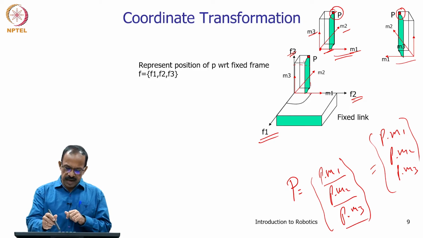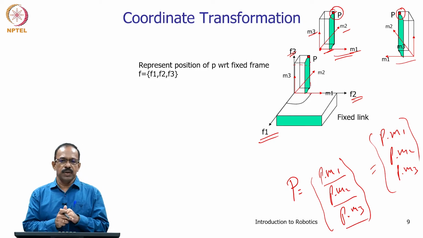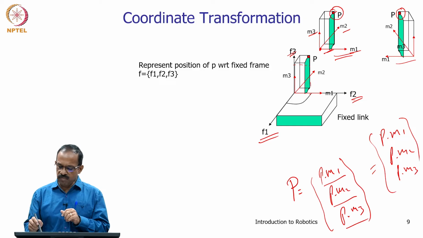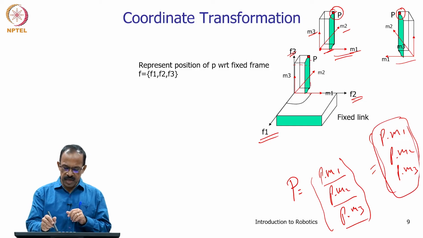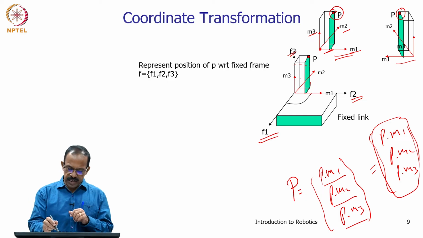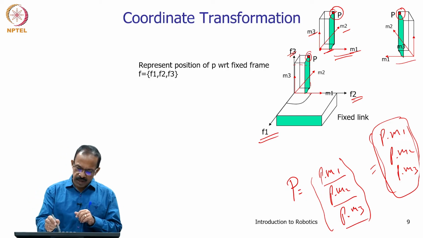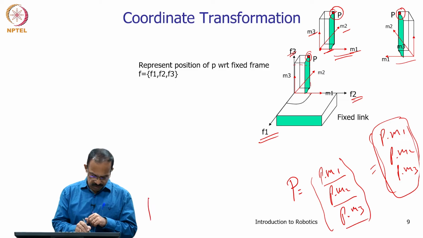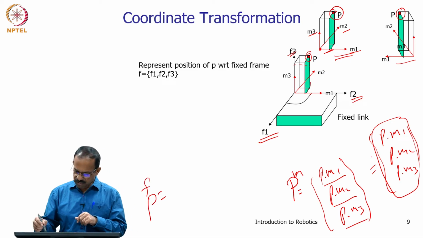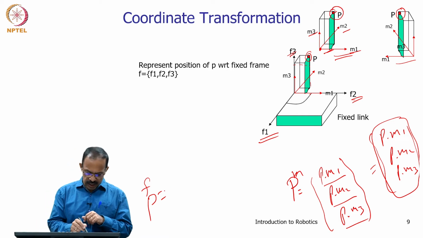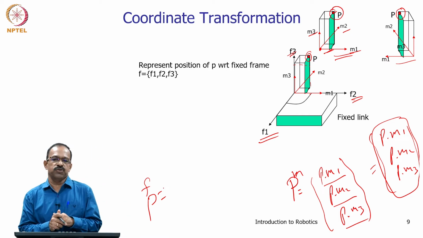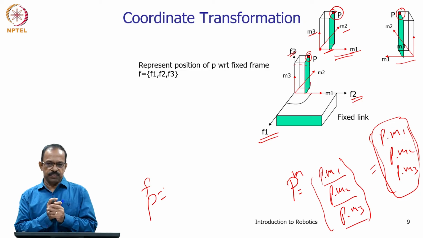Now, if I align this and then get the points, P with respect to M will remain the same. Now, I will find out what is the point of P with respect to F. So, I am interested in knowing now what is PF. So, this was PM, the mobile frame. I am interested in knowing the position of P with respect to the fixed frame.